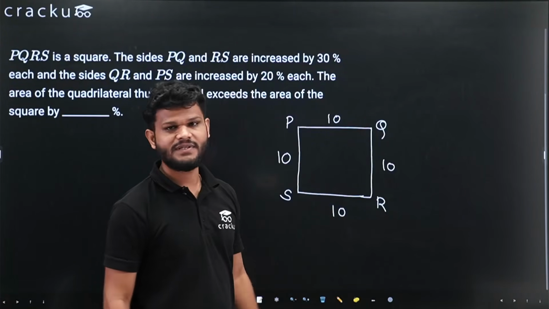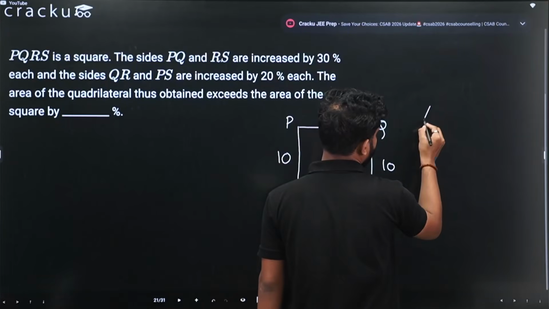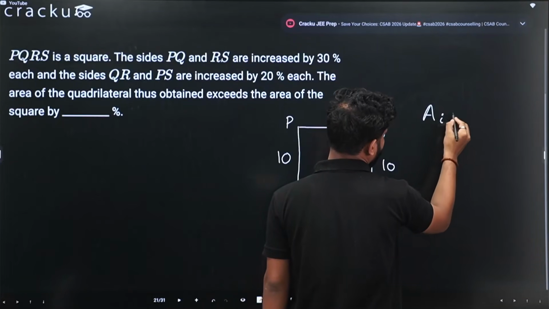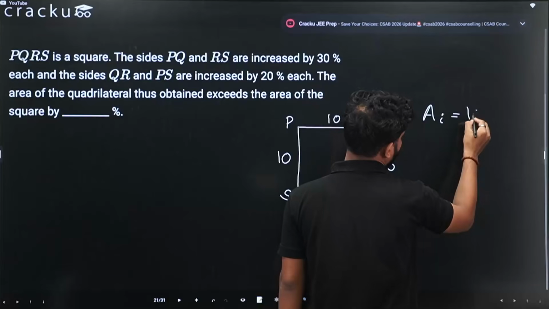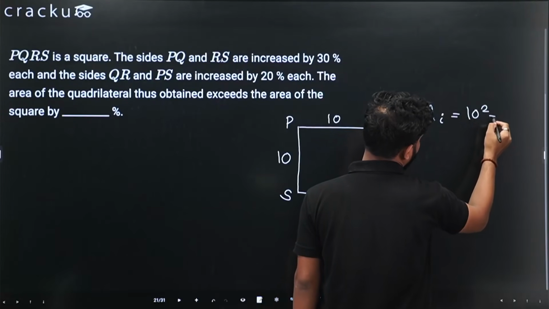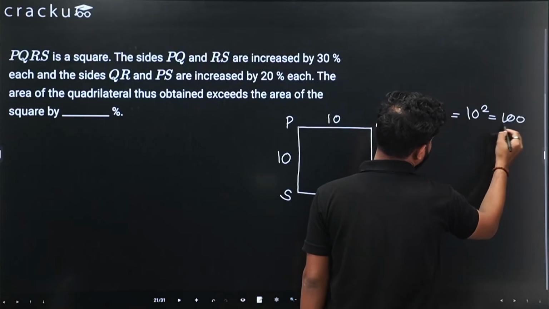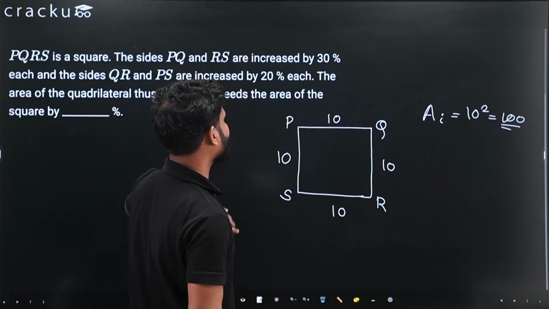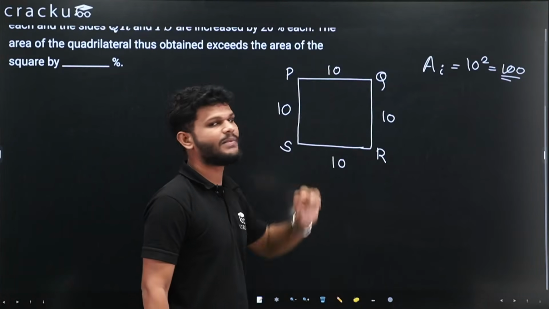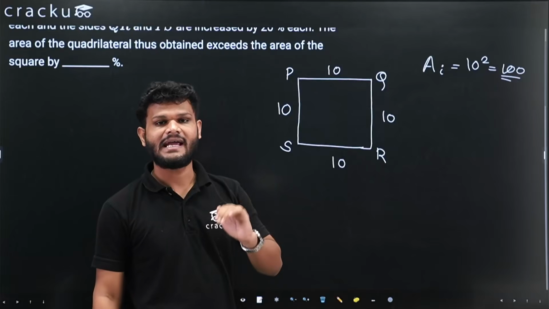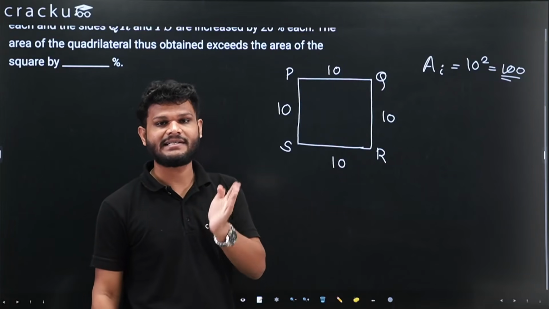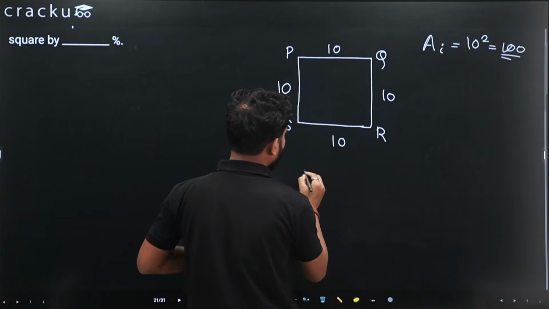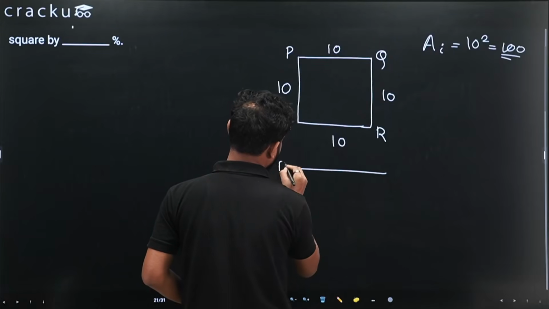So what is the area of this square? Let us say the initial area is 10 square, which is 100. So 100 is the initial area. Now what happened? PQ and RS are increased by 30%. What is 30% of 10? It is 3 and it is increased. So we will add it, 10 plus 3. So PQ will be what? PQ will be 13.